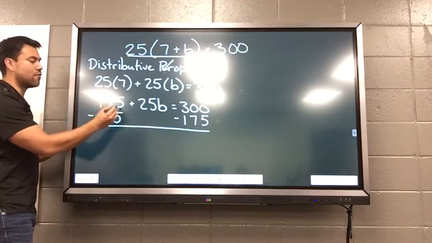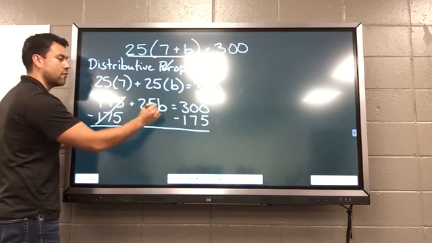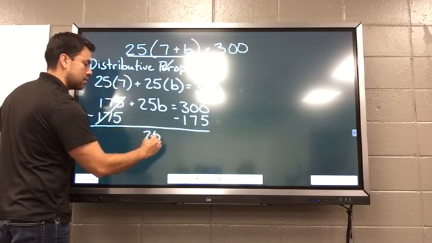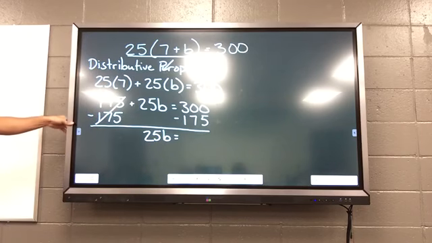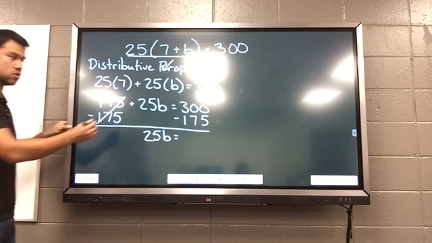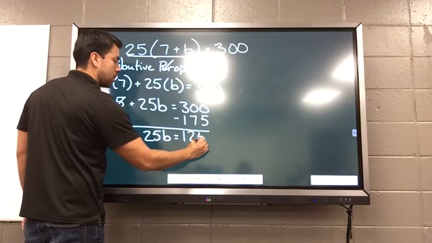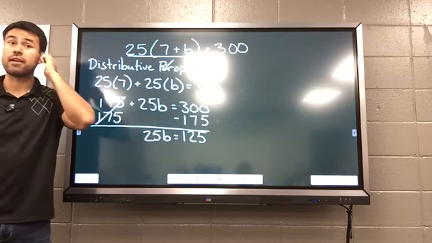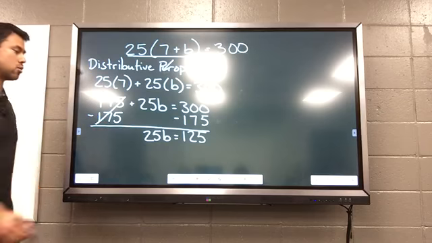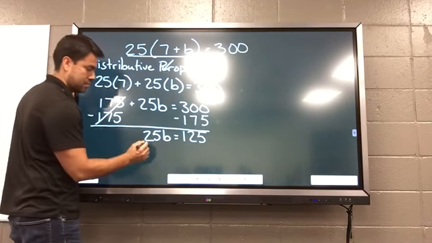What's 175 minus 175? 0. What's 0 plus 25B? 25B. Remember that property? Anything plus 0 is itself. Identity property of addition. So we just use that property. What's 300 minus 175? Good, 125. And again, if you didn't know that, you could actually work it out. You get 125. Let me finish this and then I'll get your question. What do you do next, or last? 25.